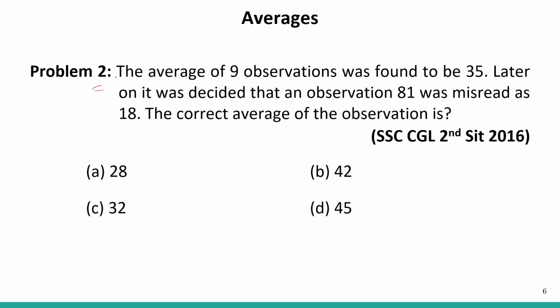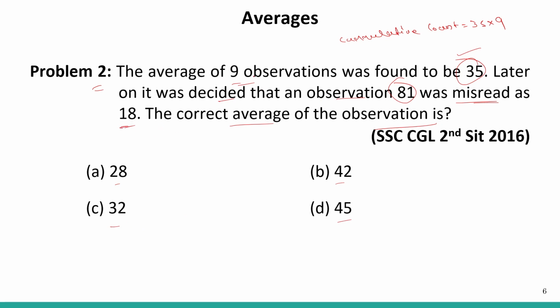So let's see problem number 2. The average of 9 observations was found to be 35. So the cumulative sum is equal to 35 into 9, right? Later on it was decided that an observation 81 was misread as 18, and the correct average of the observation is: 28, 42, 45, or 32? So the average of 9 observations was 35, given. Later it was decided that the observation 81 was misread as 18.